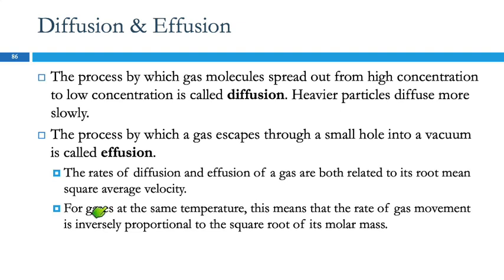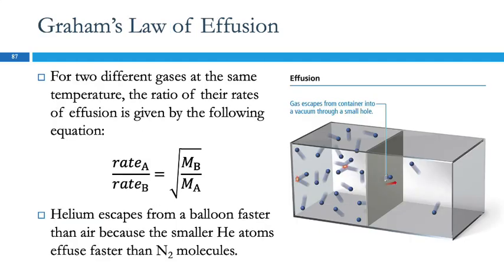So if we're looking at gases at the same temperature, the rate of gas movement is inversely proportional to the square root of its mass. So bigger particles move more slowly, smaller particles move more quickly. This is Graham's law of effusion. So this is an illustration of effusion.